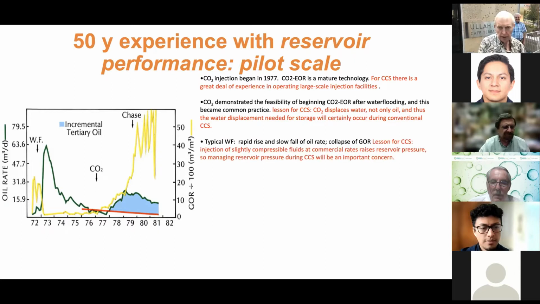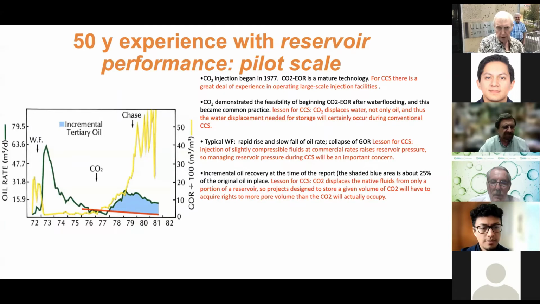Second, as I said before, the rapid rise and fall of the oil rate and the collapse of the GOR is typical water flood performance. The next one is the incremental oil at the time, which is right there in blue. I admit that it's a pretty old slide, but I use it even so because it makes the point that this is a mature technology. At the time of the slide, the incremental oil recovery was 75% of the original oil in place. And you'll see in this and in subsequent slides that you can recover oil even if the water saturation is high.